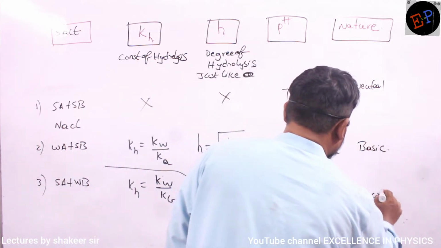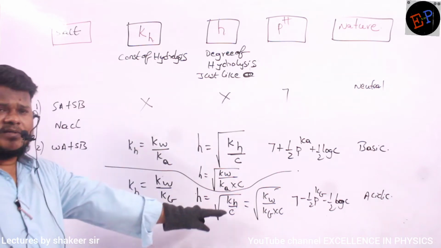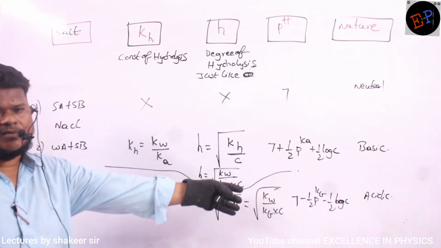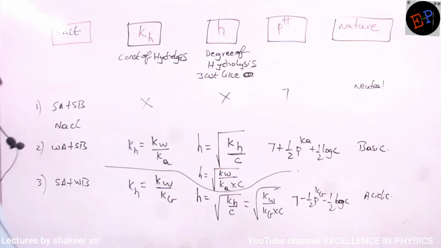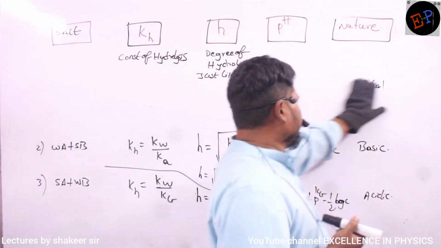And what kind of salt will it be? It will definitely be an acidic salt. Are you able to understand? You are supposed to learn this table by heart. There are derivations for every one of them, but we are not going for derivations. Formulas are important. Clear?